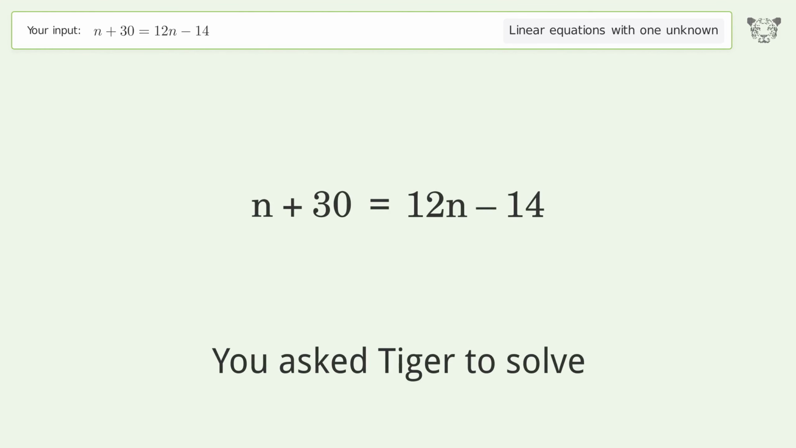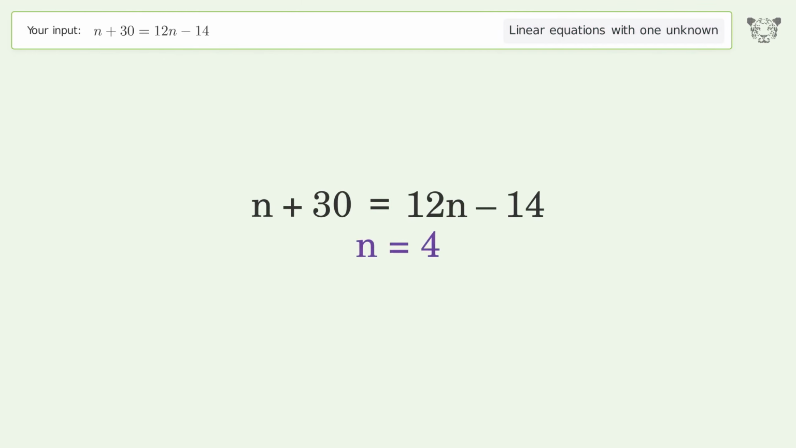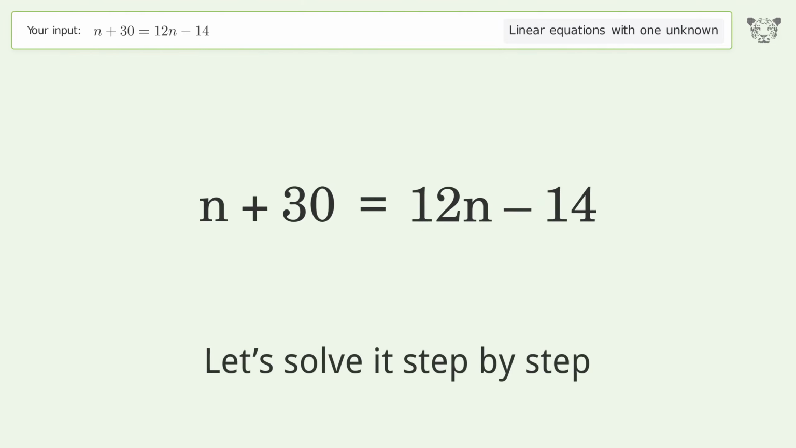You ask Tiger to solve. This deals with linear equations with one unknown. The final result is n=4. Let's solve it step by step.